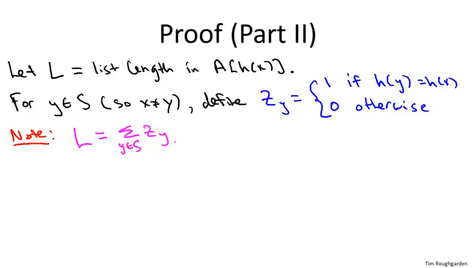A given Z sub y is just counting whether or not a given object y in the hash table is colliding with x. So summing over all the possible things that could collide with x, summing over the Z sub y's, we of course get the total number of things that collide with x, which is exactly equal to the population of x's bucket in the hash table.